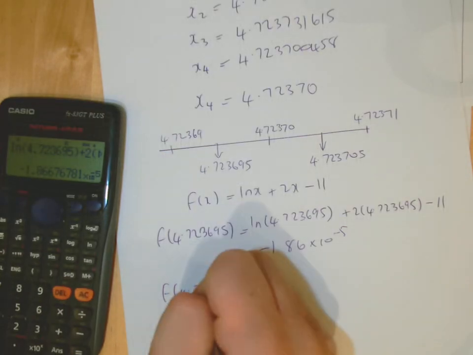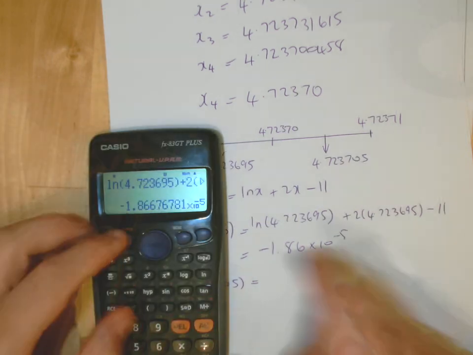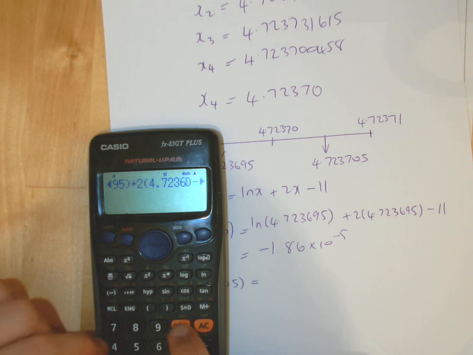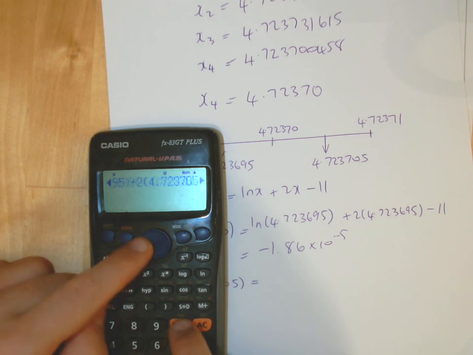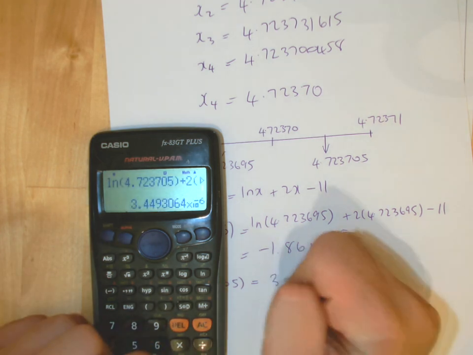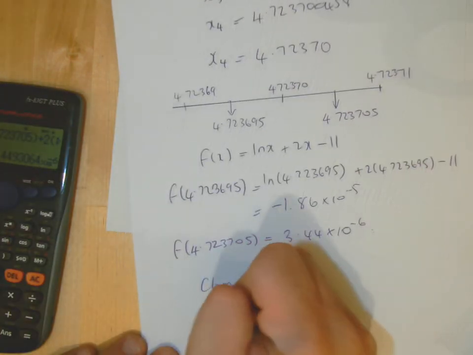So then if I do the next one, all I'm going to do then is change this to 705 there, change this one, go back, and I get positive, look, 3.44 times 10 to the minus 6. So one's negative, one's positive, so there's a change in sign.